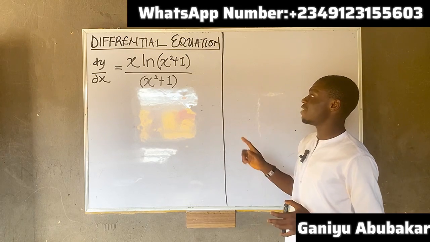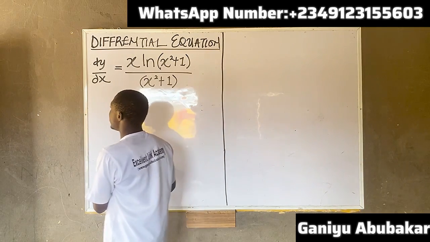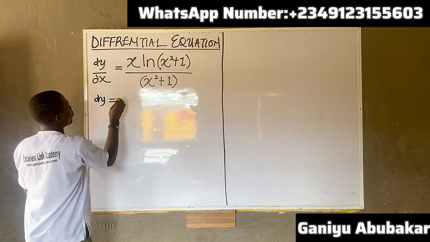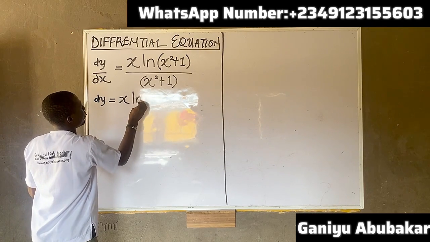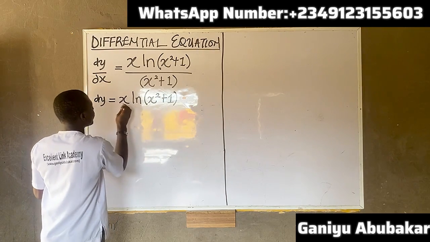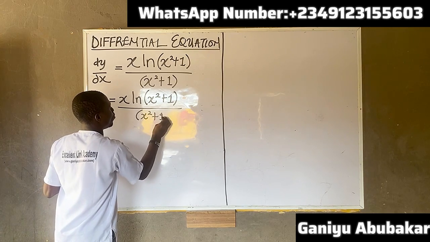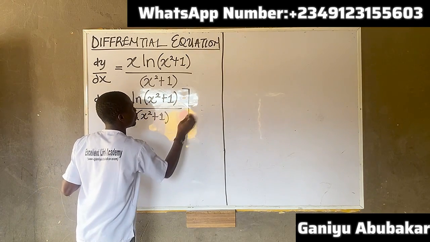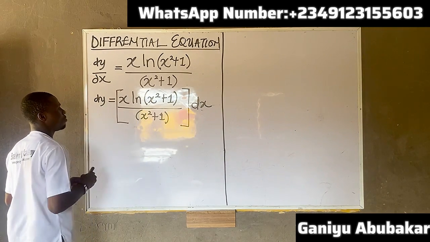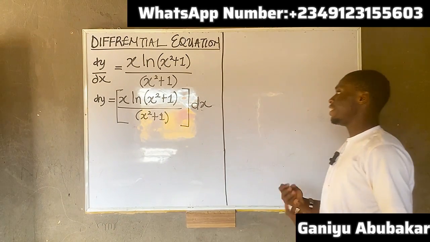Next task is that first is first. To solve this one here, you said normal concept. Take the s here. That gives you dy is equal to x ln(x squared plus 1) all over x squared plus 1, then attach the dx to it, the dx this way. All right, I have this. We said take the dx to the other side. Your next task now is to integrate through.